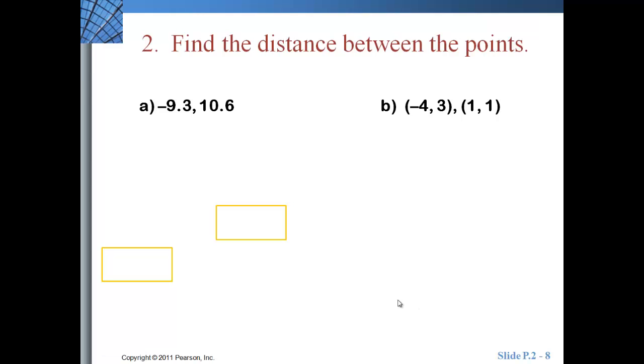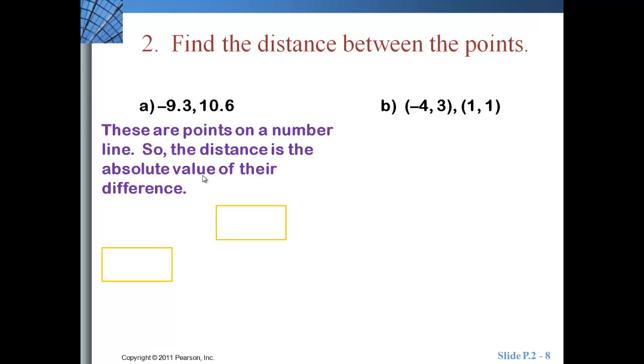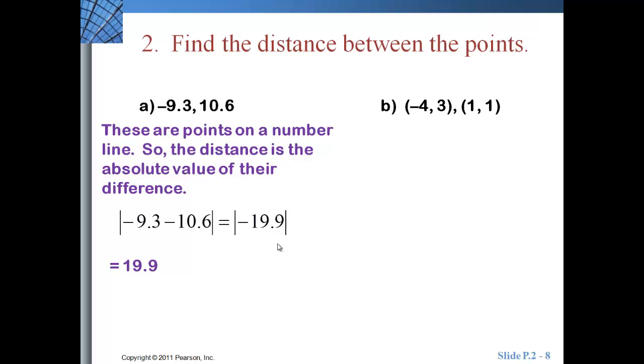If we're asked to find the distance between 2 points, the first thing we need to know, are they ordered pairs or are they on a number line? When I look at this first problem, this is on a number line because there's no parentheses. These 2 are in the plane, so I'm going to use the distance formula. This one, since these are on a number line, I'll just do the absolute value of their difference. So the absolute value of negative 9.3 minus 10.6 is going to be negative 19.9. Could I have gone the other way? Absolutely. You'll end up with the same answer. So we'll end up with 19.9, whether we do negative 9.3 minus 10.6 or 10.6 minus negative 9.3.